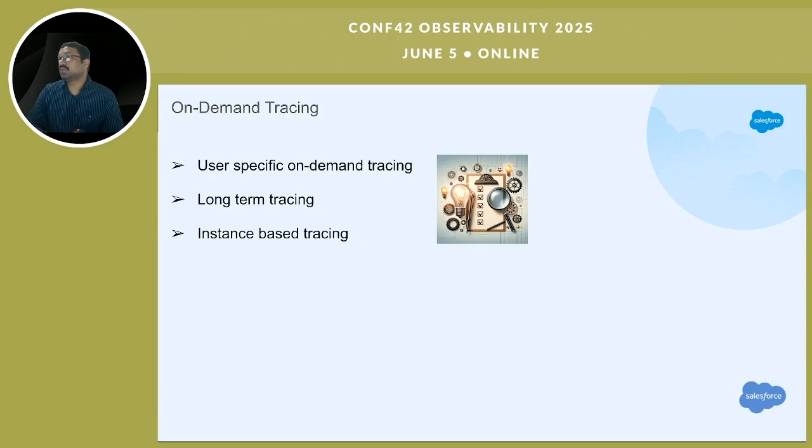We also have the ability to do instance-based tracing because you deploy multiple instances. Each instance might be tied to a tenant and one instance might be the one which is having an issue. So you can enable tracing on a particular instance and then the critical user journey flow through that instance can capture what exactly might be happening.